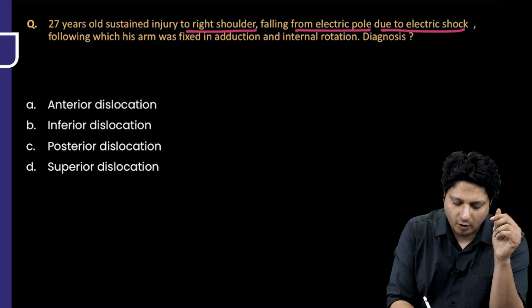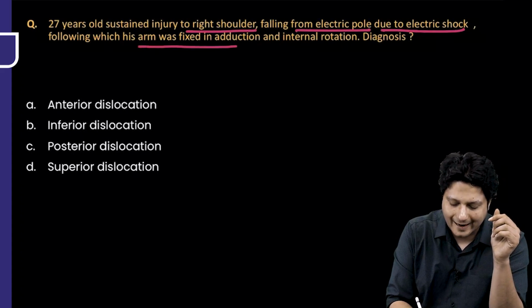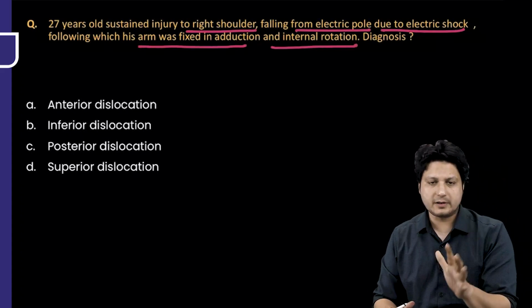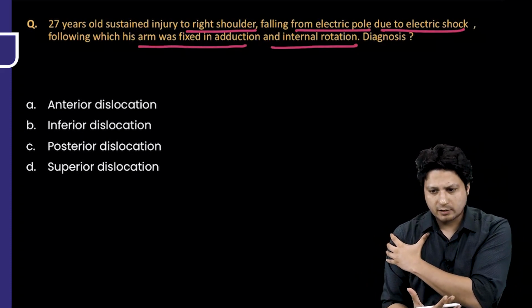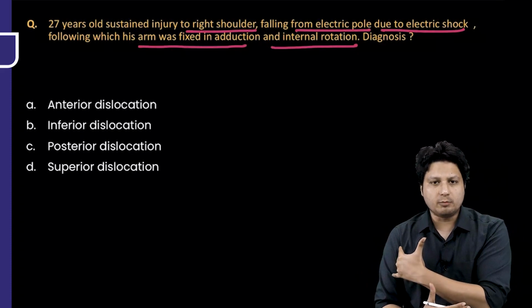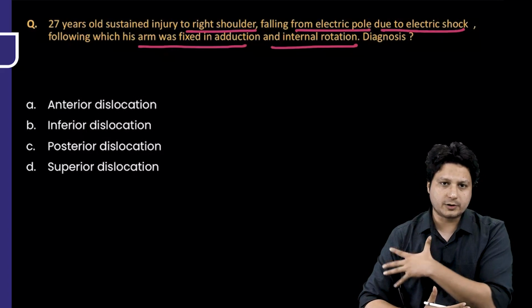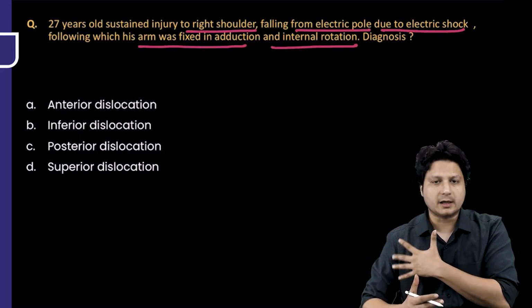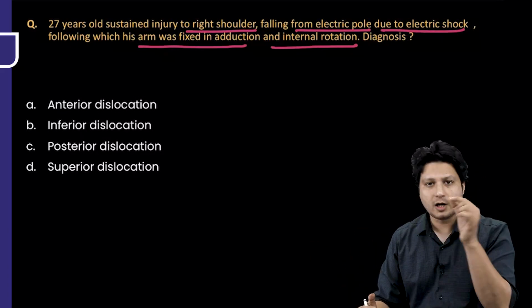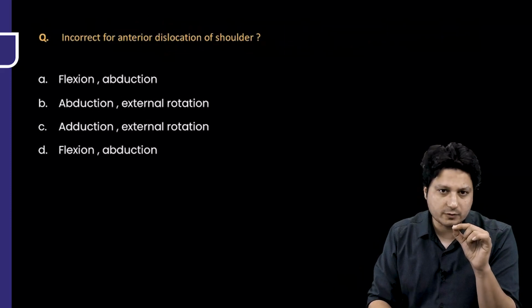Now, following which his arm was fixed in adduction and internal rotation. That means his arm was fixed almost in adduction and internal rotation. That means the patient was not able to lift it into abduction and external rotation. What is the most probable diagnosis for this question?